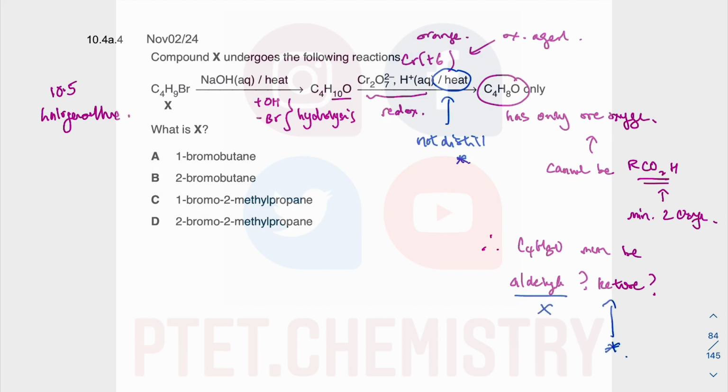If you want the ketone, you just heat or reflux. But if you want the aldehyde, you need to heat and distill immediately. Otherwise, the aldehyde will be further oxidized to carboxylic acid, which then you will have 2 oxygen. So if you have a ketone, therefore, C4H10O must be a secondary alcohol.